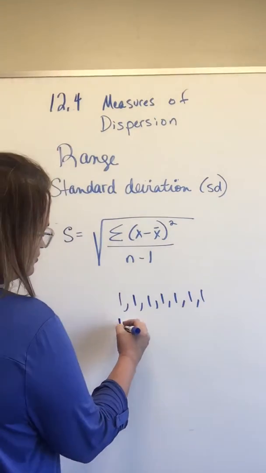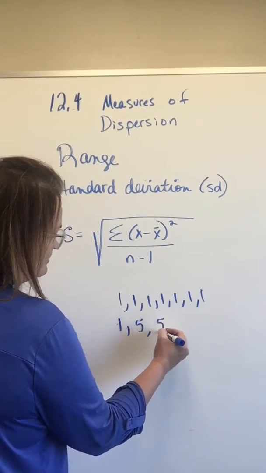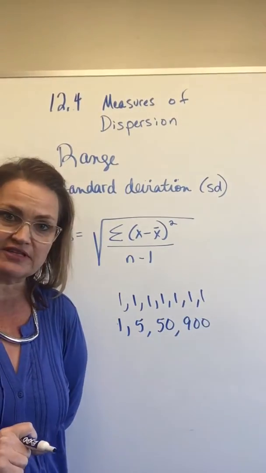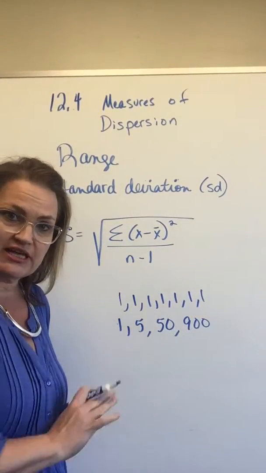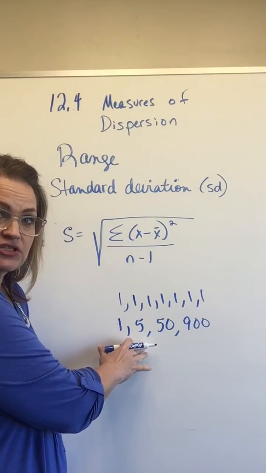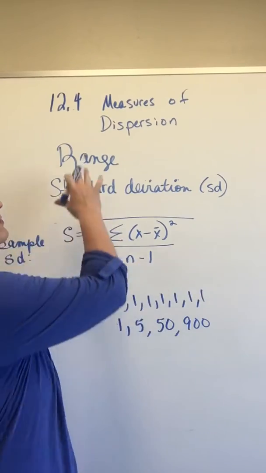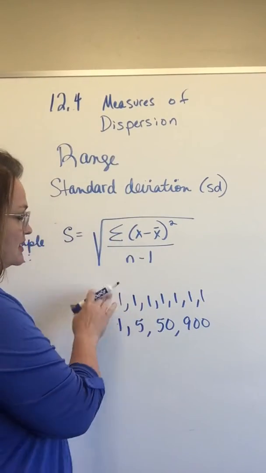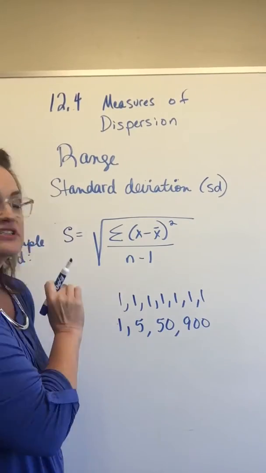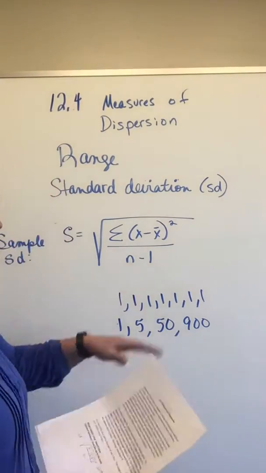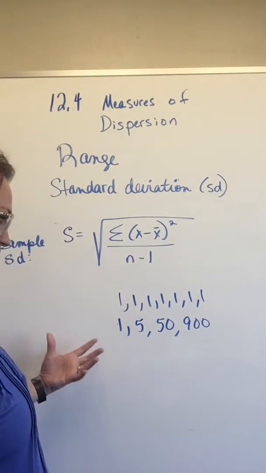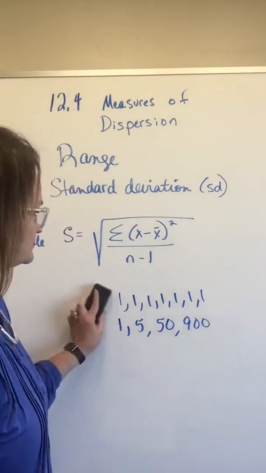If I write the numbers 1, 5, 50, 900, that's a big spread of the data. That's very dispersed data. So this would have a large standard deviation, a large measure of dispersion, and the other would actually have no dispersion at all. So it would have small, we would say. So that's what dispersion means. Instead of finding their averages, we're asking how much is the data spread or dispersed.